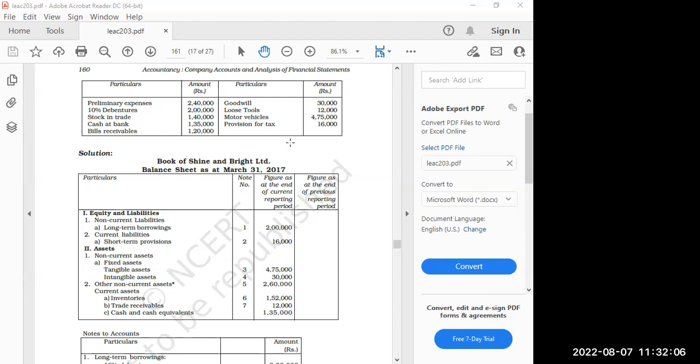Next, other non-current assets. What is other non-current assets? Preliminary expense is there, 2,40,000. And then what else is there? Loose tools are 12,000. Is it another non-current asset? What else is there? Other non-current assets. Look at the note number. Note number what? Other non-current assets.